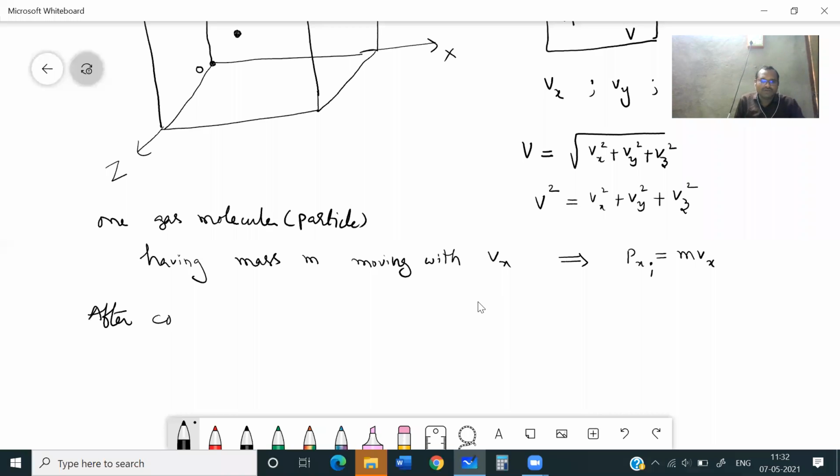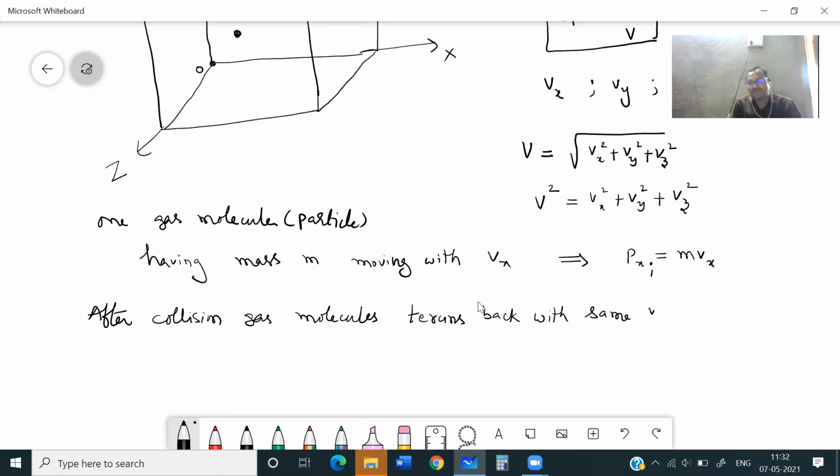After collision, what happened? The gas molecule returns back. Correct? With what velocity? With the same velocity. Yes or no? Because I told you the assumption that the collision is elastic. If the collision is elastic, it has to return back with the same velocity. Finally, along the x-axis only it will return, but what is the final velocity?